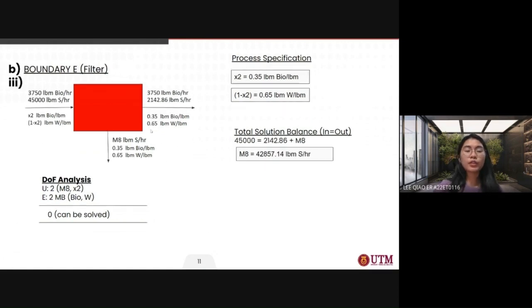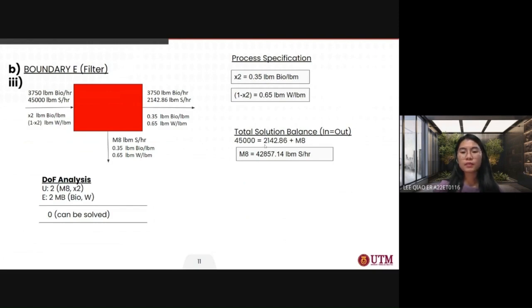Then we use the boundary of the filter unit to solve for M8. For the DOF analysis, there are 2 unknowns and also 2 material balances, so it is 0 DOF, which means that it can be solved. On the process verification, we know the composition of the solution, which is 0.35 pound biomass and 0.65 pound water. Then we only need to use one total balance, the total solution balance, to solve for M8.